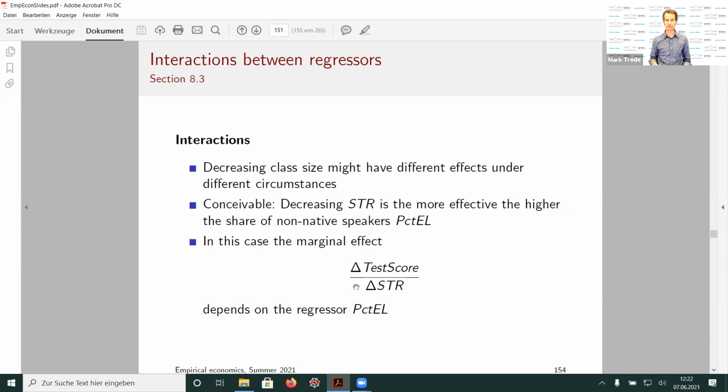then this marginal effect is no longer constant. But it might depend, for instance, on other regressor variables. For instance, in this case, the percentage of English learners, because the marginal effect might be high if the percentage of English learners is high, and the marginal effect might be low if the percentage of English learners is low. Okay, that's just a story, but we could think about causal relationships which work that way.